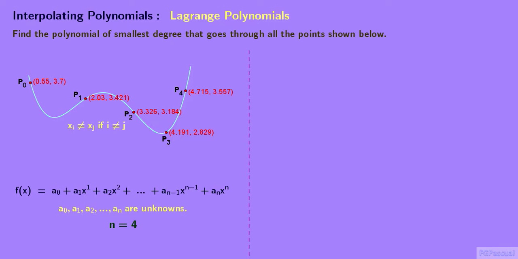By plugging in the different x and y coordinates into our function, we should be able to get a system of equations for the unknowns. For this problem, we will write out the system as a matrix system.